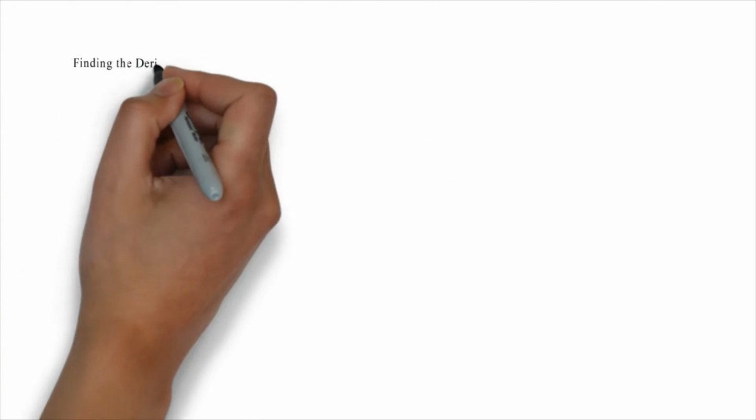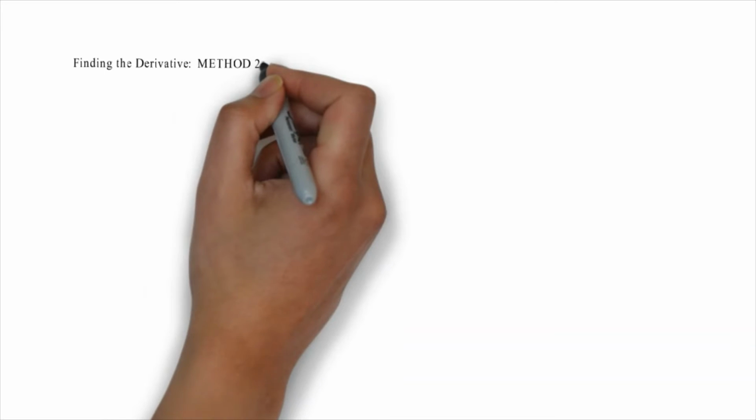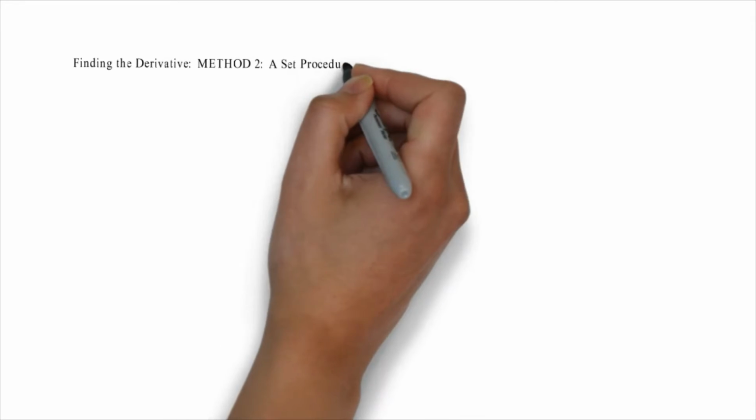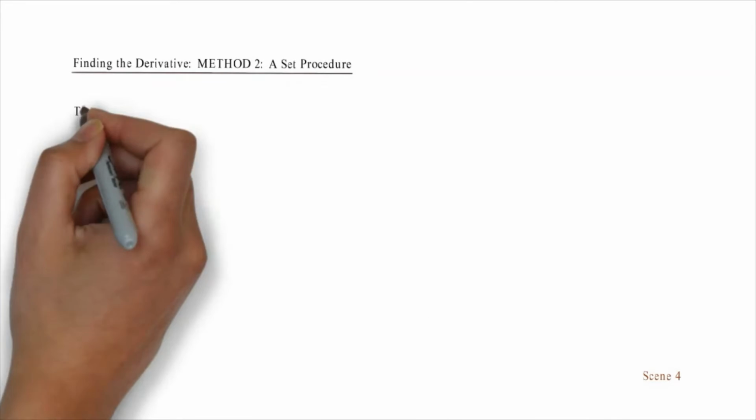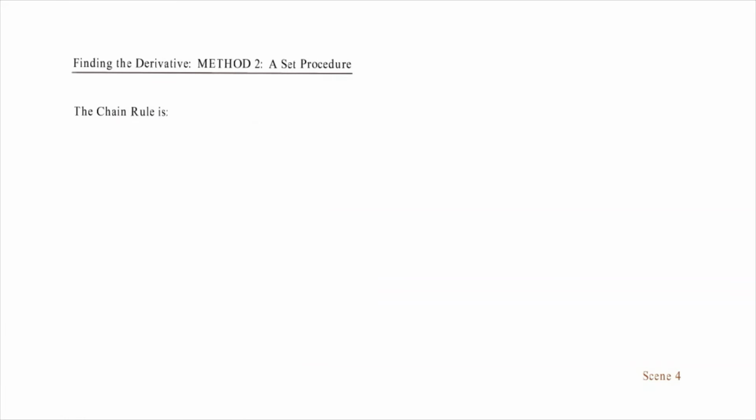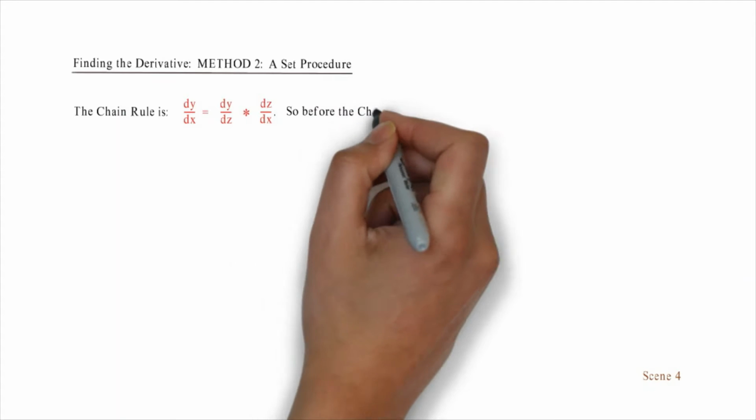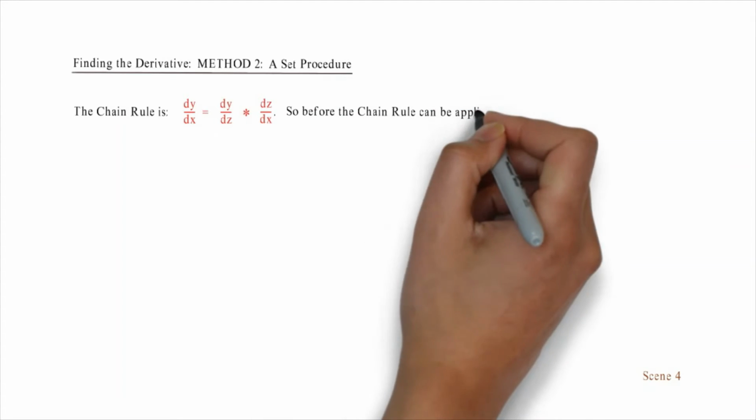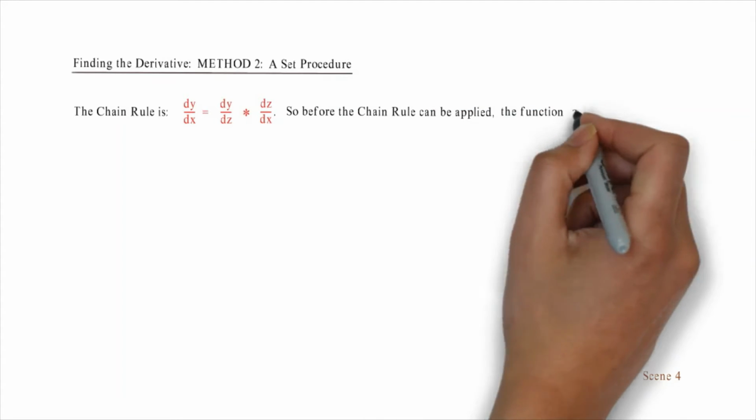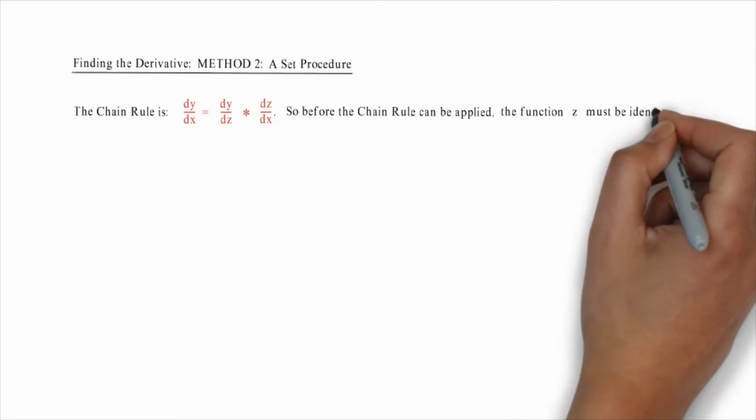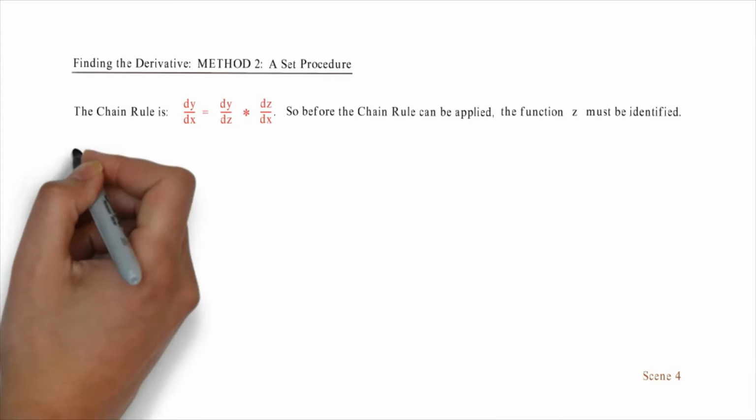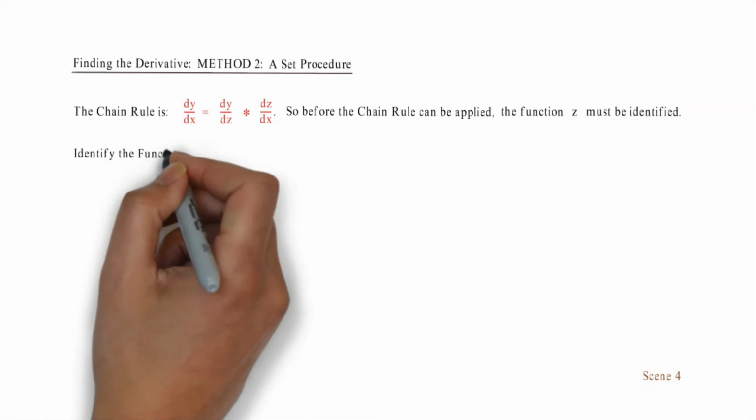Finding the derivative. Method 2. A set procedure. The chain rule is: so before the chain rule can be applied, the function z must be identified. Identify the function z.